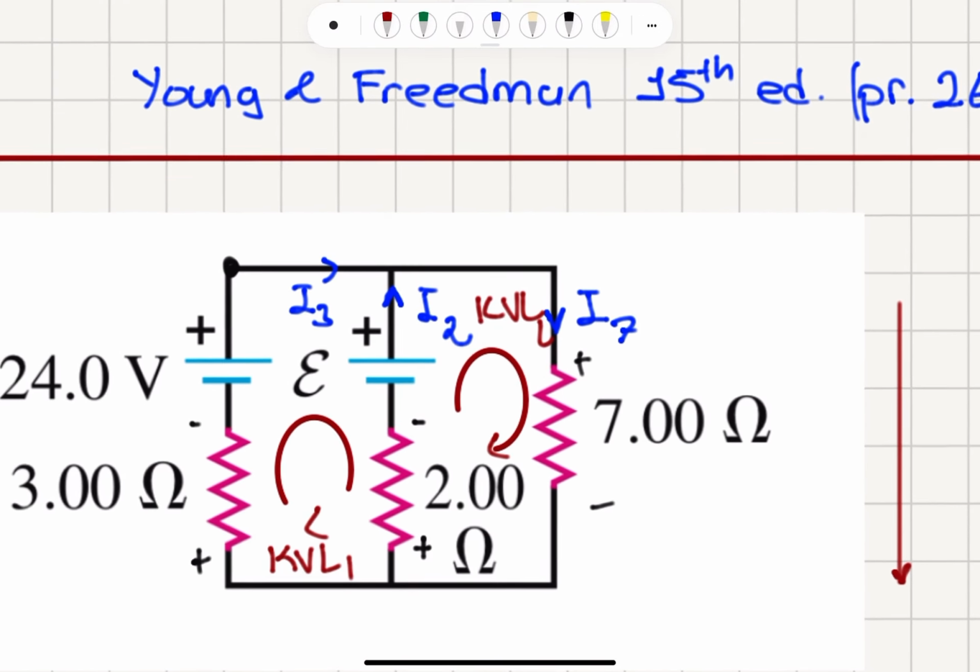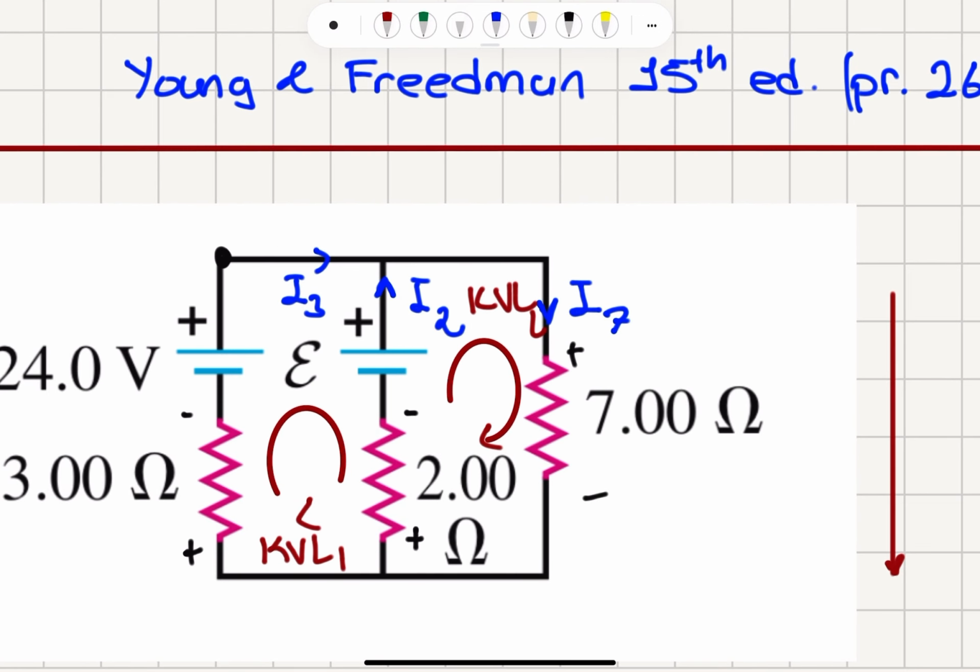Okay, so let's label the currents: the current going through the 3 ohm resistor is I3, the current going through the 2 ohm resistor is I2, and the current going through the 7 ohm resistor is I7. I picked these directions for these currents as a convention, and let's see if it comes out positive or negative.